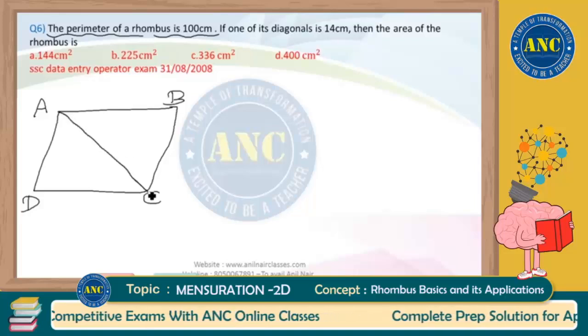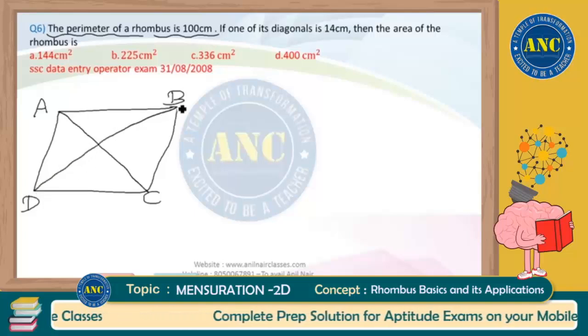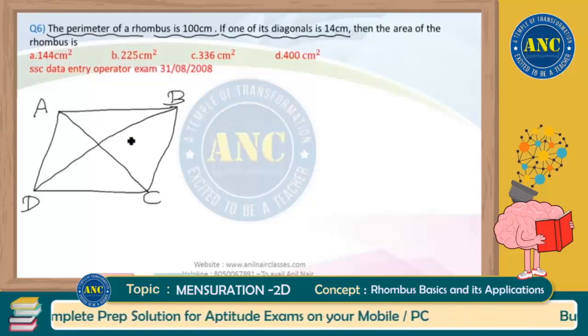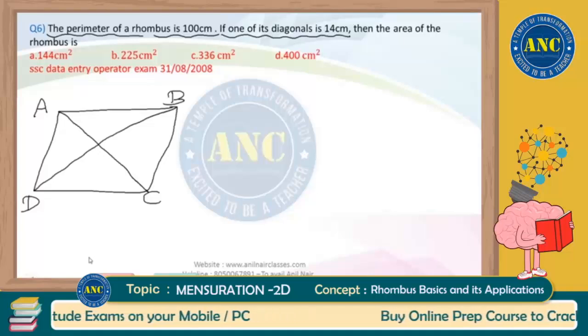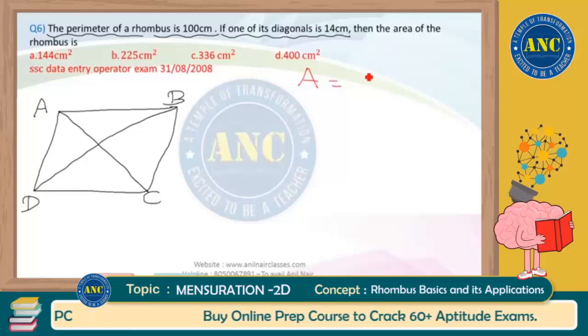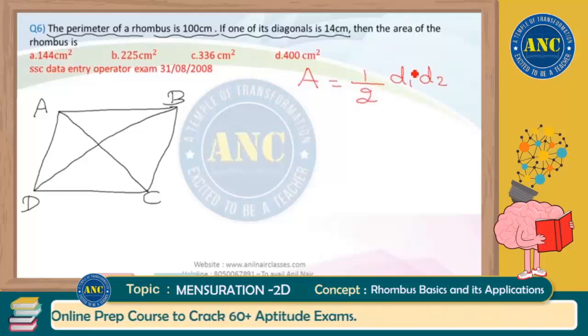Okay, this is one of the diagonals. This is another diagonal. Why are you drawing the diagonal, sir? If one of its diagonals is 14, that means one of the diagonal values is given as 14. Find the area of the rhombus. Now, common sense should tell us that the area of a rhombus is half d1 d2. One of the diagonal values is given.